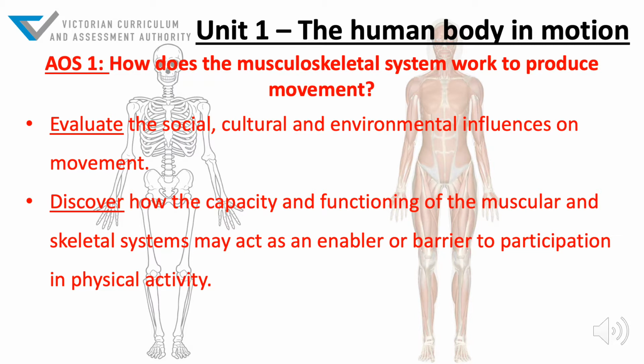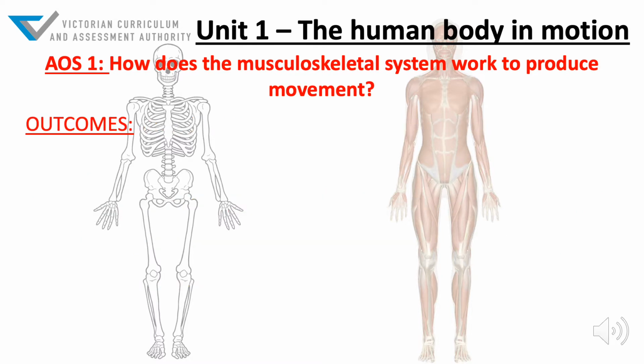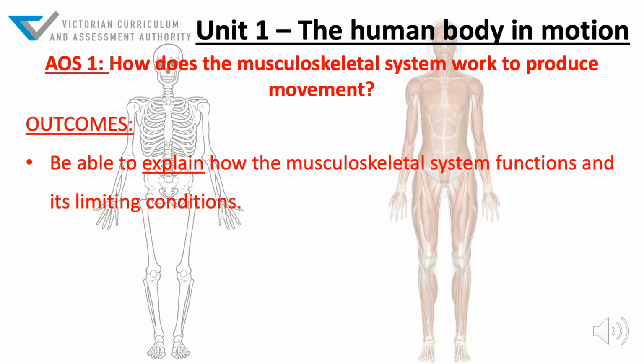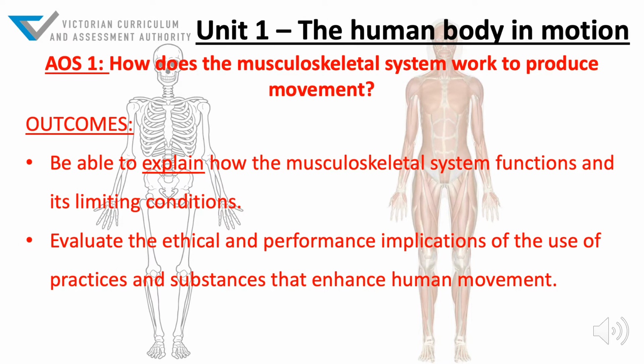You're going to evaluate the social, cultural, and environmental influences on movement and discover how the capacity and functioning of the muscular and skeletal systems may act as an enabler or a barrier to participation in physical activity. Let's look at the outcomes of Area of Study 1. Once you have finished studying Area of Study 1, you should be able to explain how the musculoskeletal system functions and its limiting conditions. You're going to be able to evaluate the ethical and performance implications of the use of practices and substances that enhance human movement.